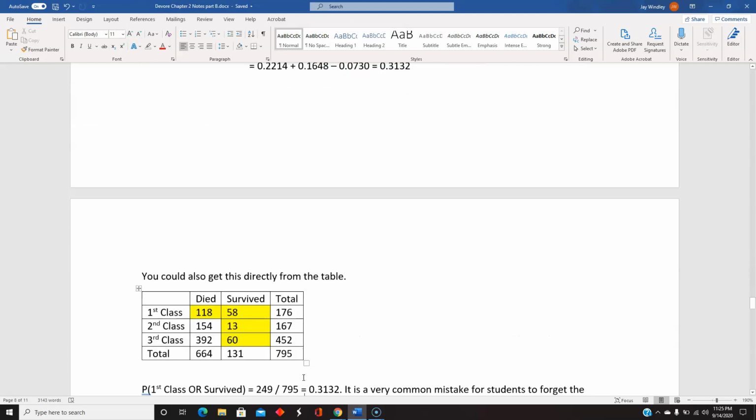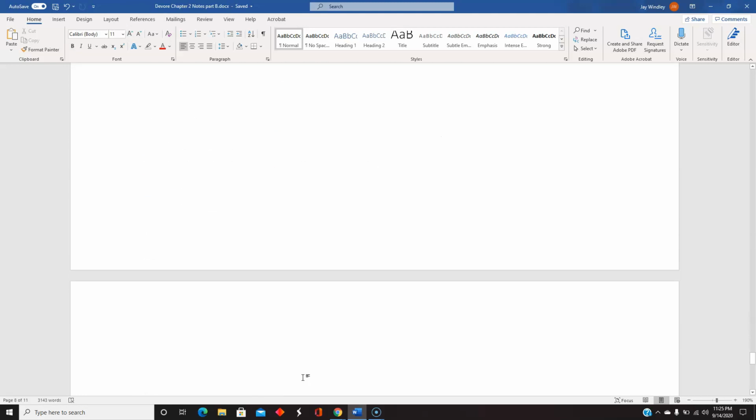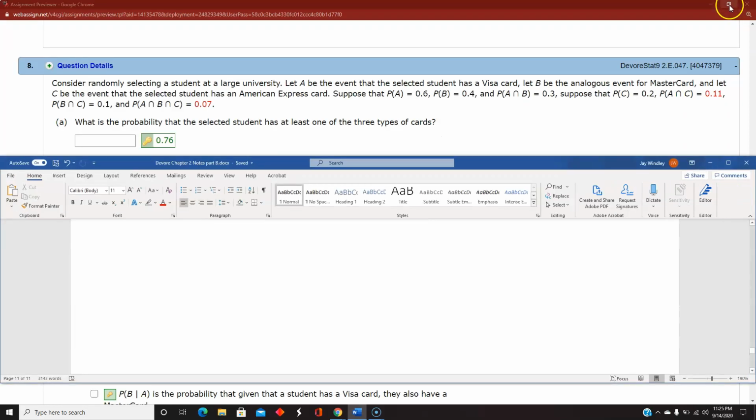Then I wanted to look at a problem from the homework, maybe a couple problems from the homework. So this problem says, let A be the probability that a student has a Visa card, and they tell us that probability is 0.6. Let B be the probability that the student has a MasterCard, and that probability is 0.4. And then let C be the probability that they have an American Express, and that probability is 0.2. And then they give us some joint probabilities.